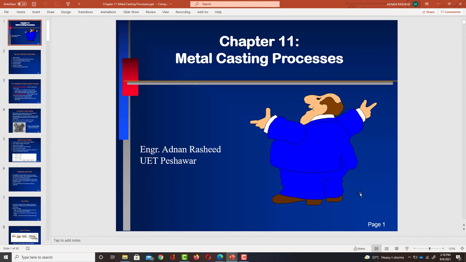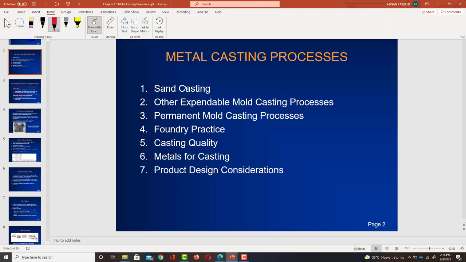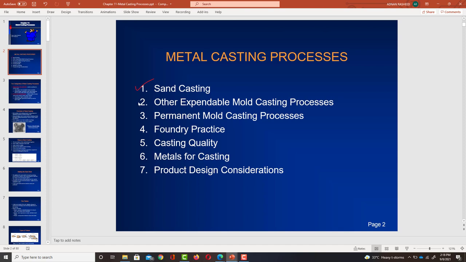In the previous lecture we discussed what is sand, what is casting, and what are the different types of casting processes. In this lecture we will discuss in detail the metal casting processes. The overview is that we will discuss in detail the sand casting process, and other expendable mold processes, where you have to destroy the mold cavity in order to get the final parts.